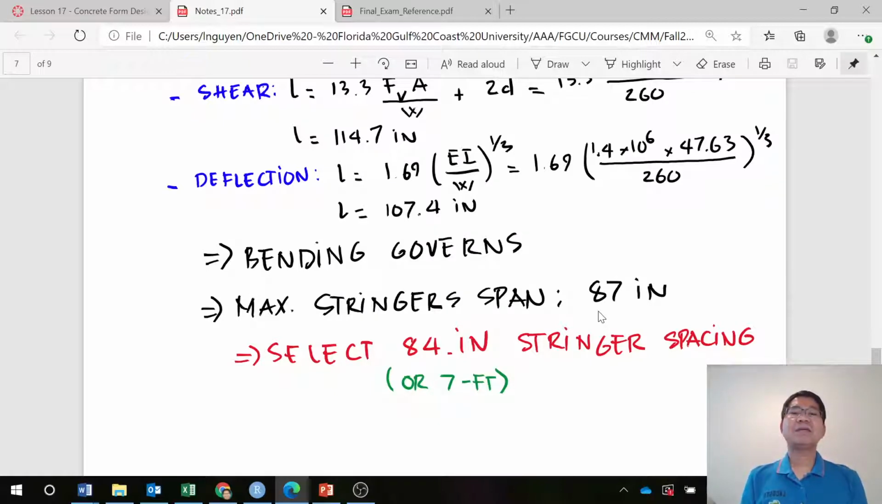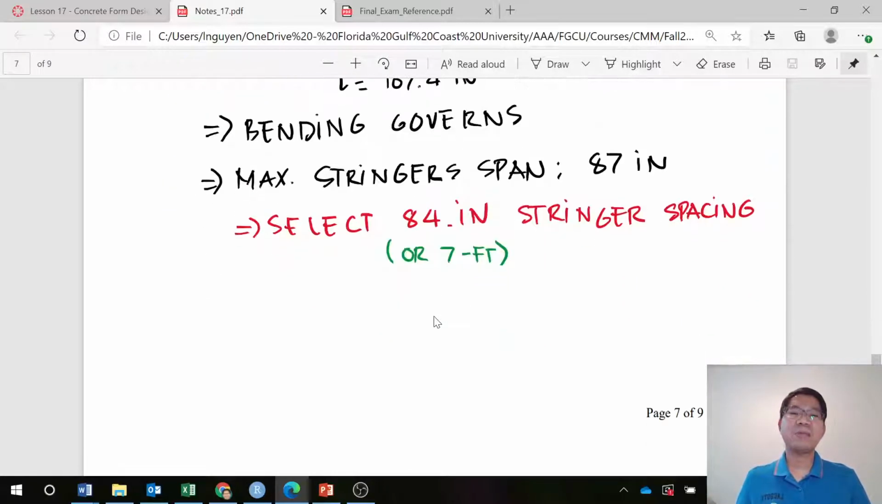And to make life easy, we select 84 inches. So it had to be less than that, 7 feet. Spacing that is easy to get on site, 7 feet instead of, say, 87, that is difficult to remember and difficult to lay out. And when you have that, you can continue with exactly the same process for the design of the stringer.